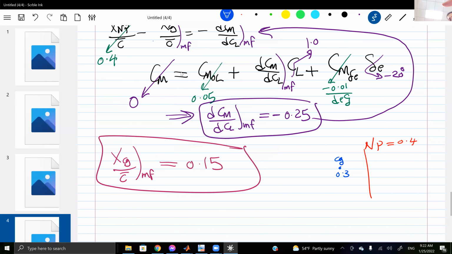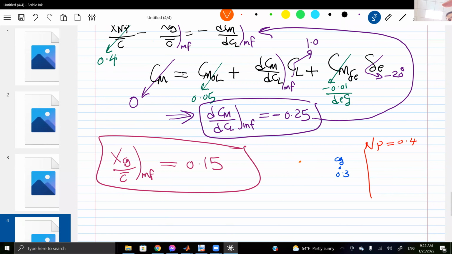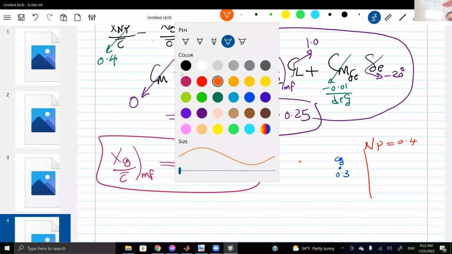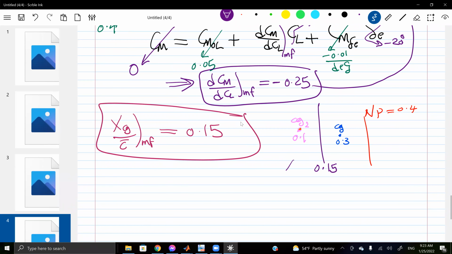My new CG was a 0.1. Maybe new CG here. Should I use here? CG2, this is a 0.1. And I found the limit to be here at 0.15, right? So what is the answer? Is it yes or no? No, because CG2 is outside of. Exactly. So the answer is no.